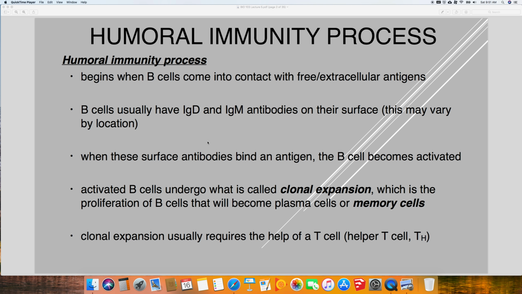Now, activated B cells will undergo what's known as clonal expansion, which basically means that the B cell makes clones of itself. So you have an expansion of these clones. And a subset of these clones will become plasma cells, which will produce antibodies against that specific antigen, or they will become memory cells that remember that specific antigen just in case those cells encounter the antigen again. Now, this whole process of clonal expansion usually requires the help of a T cell, specifically a helper T cell, or a CD4 positive T cell, which we'll talk about in a second.